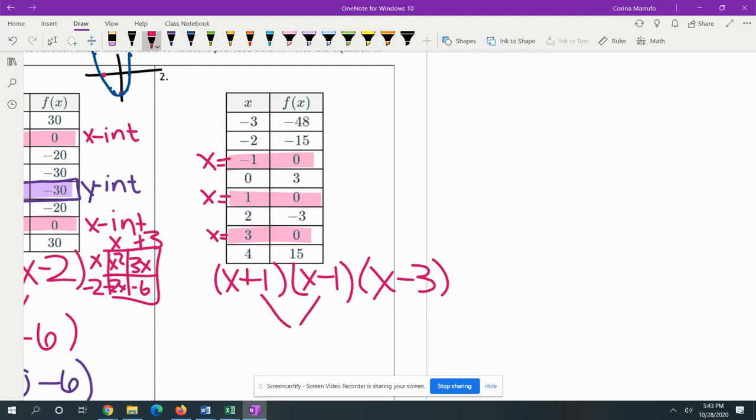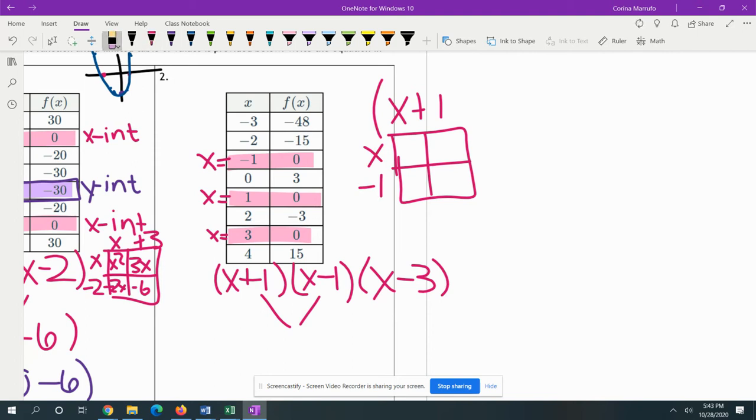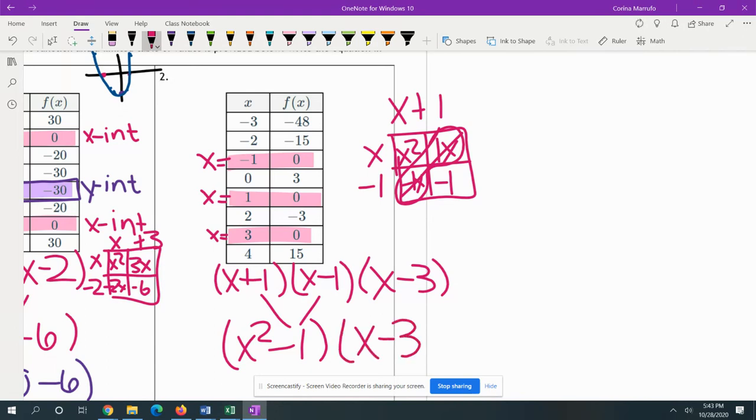We're going to multiply these two in a box: x plus 1 and x minus 1. Multiplying x times x gives us x squared. Negative 1 times x is negative 1x. 1 times x is 1x. Negative 1 times 1 is negative 1. When I multiply these two, I get x squared, and when I combine the middle terms, they cancel each other out. So we just get x squared minus 1. And we still need to multiply times x minus 3.